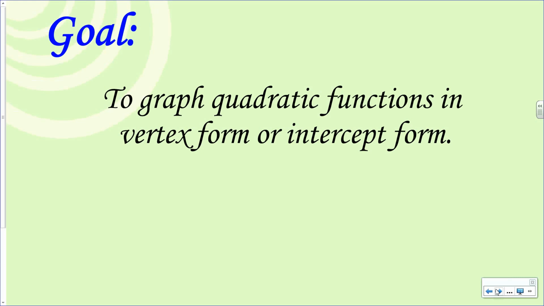We're talking about x-intercepts. Okay. When it says intercept form, ladies and gentlemen, they are talking about x-intercepts, not y-intercepts. Okay? With quadratics. Everyone good? All right, here we go.